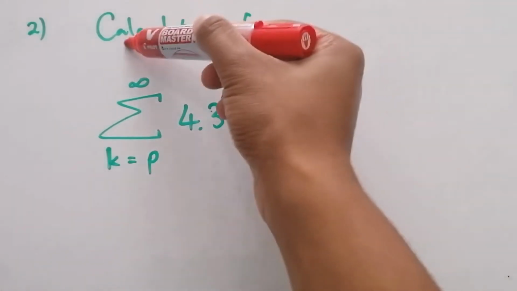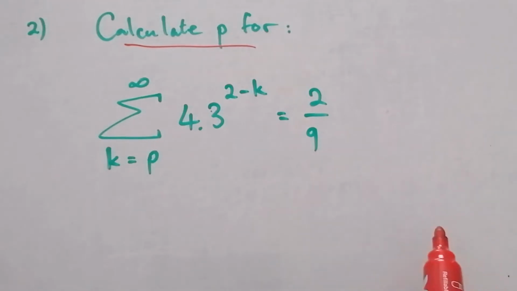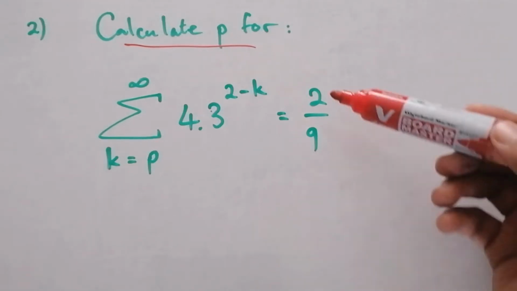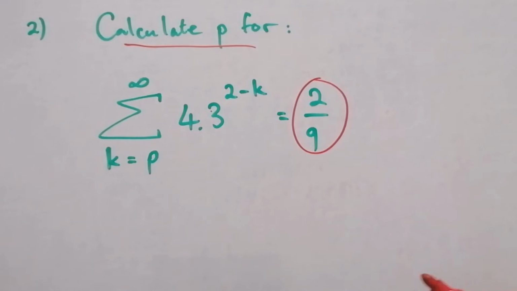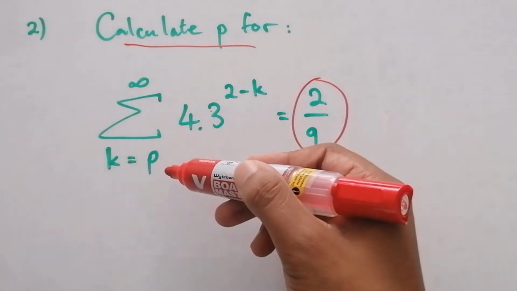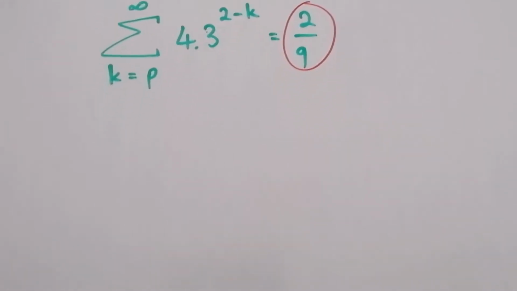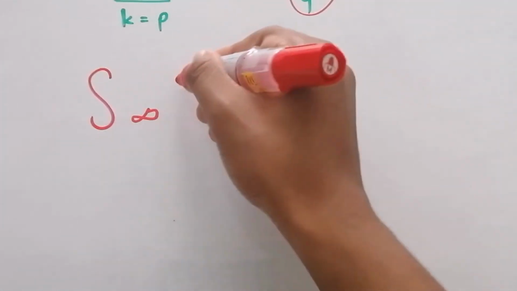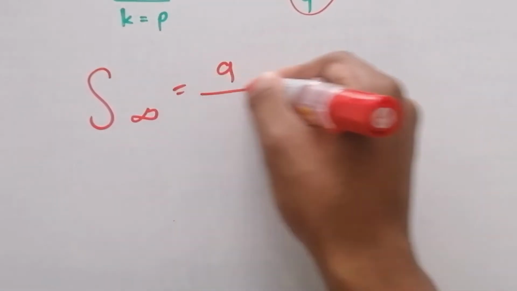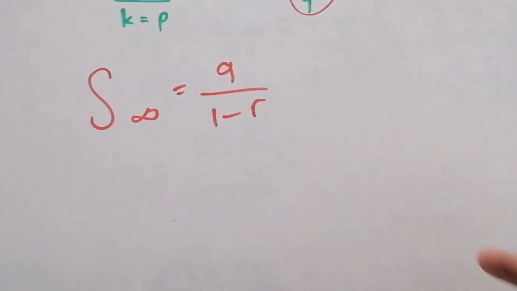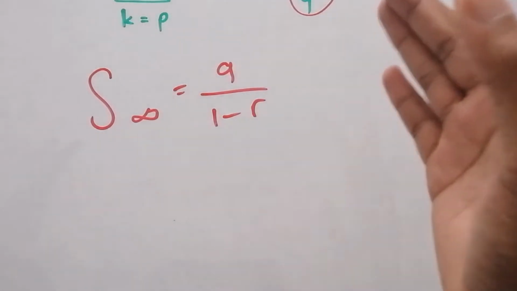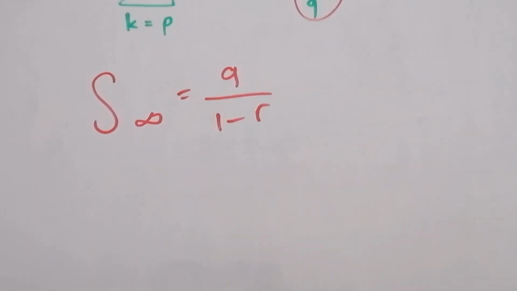But the question is to calculate p. So we're going to work out p. And they help us out by giving us the sum to infinity if p was the starting point. Okay, so in order to work out p, I need to make use of the sum to infinity formula. And so I'm going to say sum to infinity is equal to a over 1 minus r. Okay, so I need to work out the first term, and then I also need to work out the ratio.